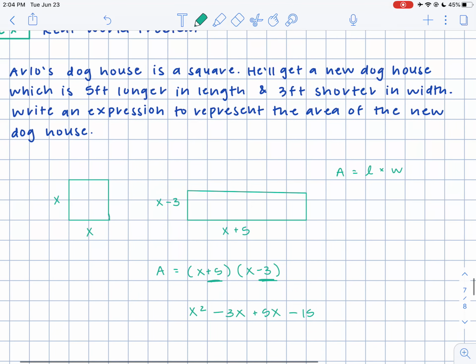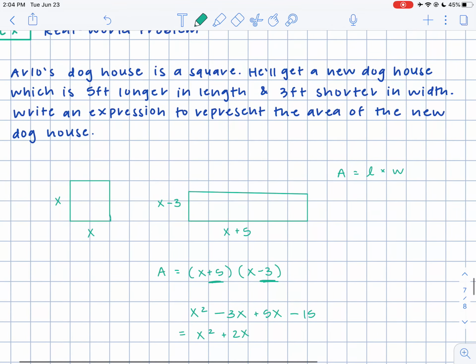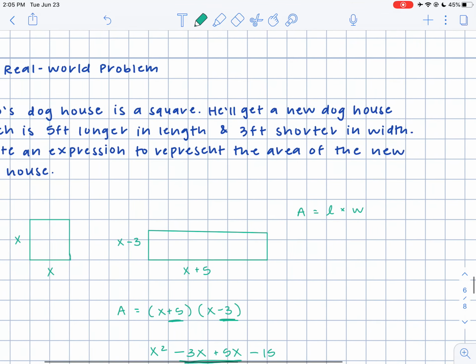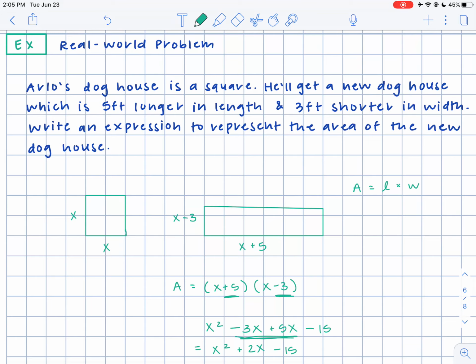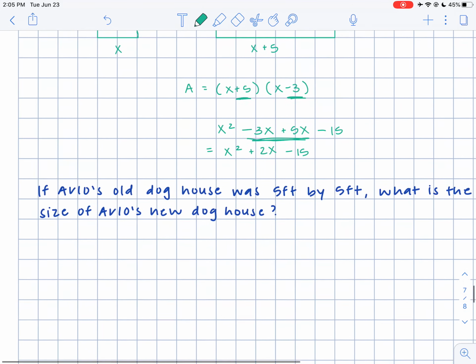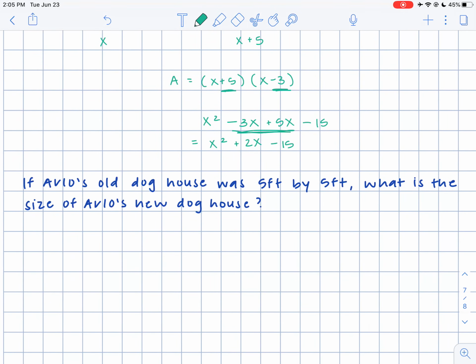Now we're not done because we need to simplify our polynomial by combining like terms. So we actually get x squared plus 2x, because we combine these two like terms, minus 15. So this polynomial represents the new area of the new doghouse. And now we can follow it up with another question. If Arlo's doghouse was 5 feet by 5 feet, what is the size of Arlo's new doghouse?